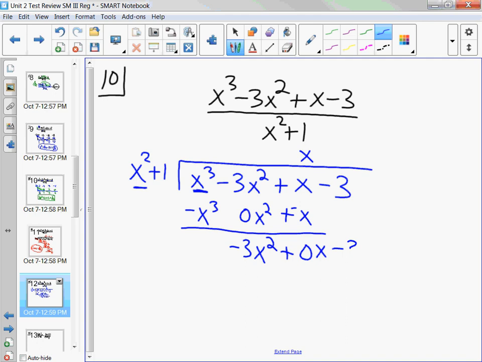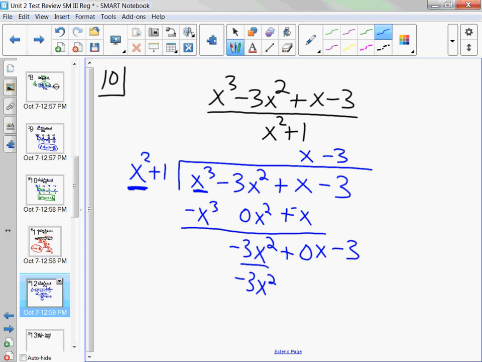And I bring down the negative 3. I put the 0x there just for spacing. And then I repeat the process. What can I times x squared by to get this negative 3x squared? And the answer is negative 3. Negative 3 times x squared is negative 3x squared.